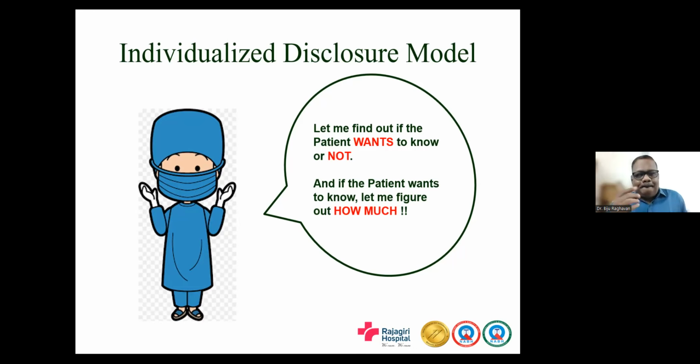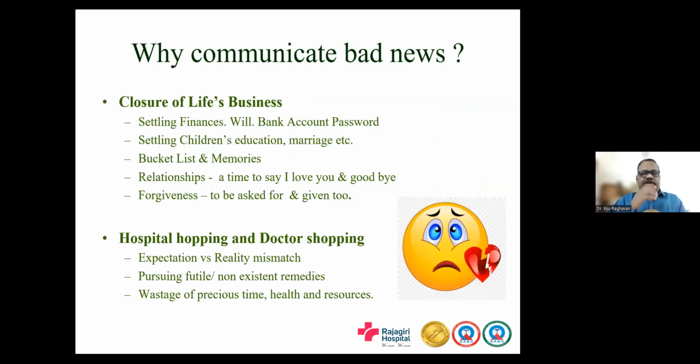And then the next thing that we have to figure out is how much does the person want? Does the person want to know 100%, 75%, 62.8%, 30.4%? Whatever it is, we have to figure out how much the patient wants to know and give only that much information, not less, not more, just the optimum for that individual. So this in sum total would be the individualized disclosure model.